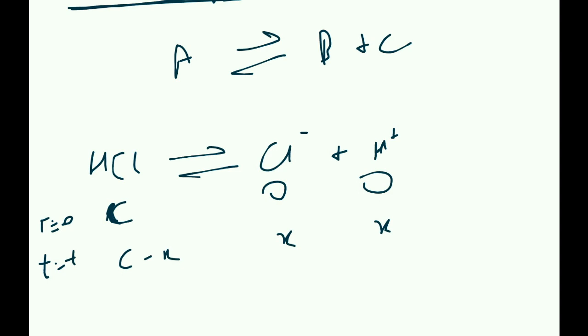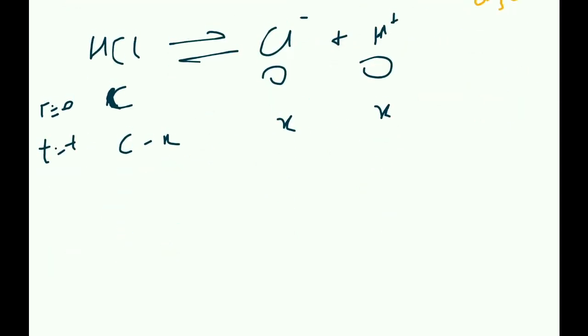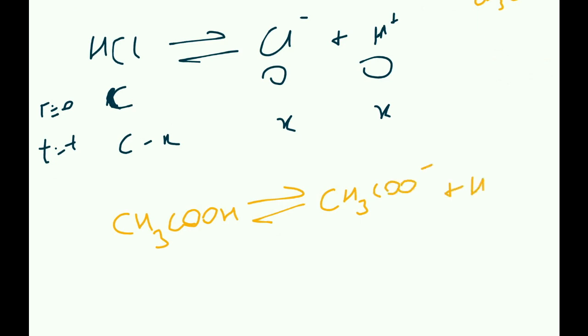Now in this same beaker, I've put HCl over here. Now what if I decide to put some CH3COOH as well? So I decide to start putting in another substance, CH3COOH. Now CH3COOH is going to give me on dissociation CH3COO negative and H plus.